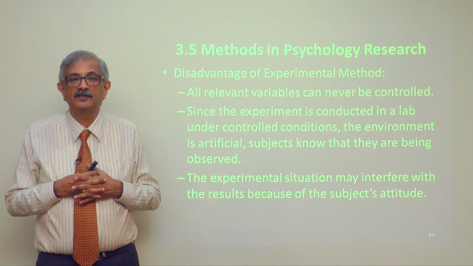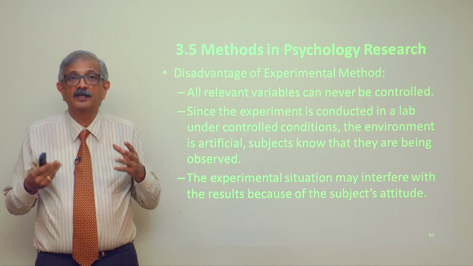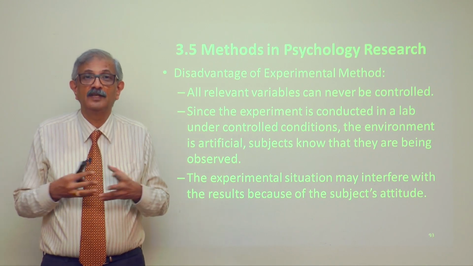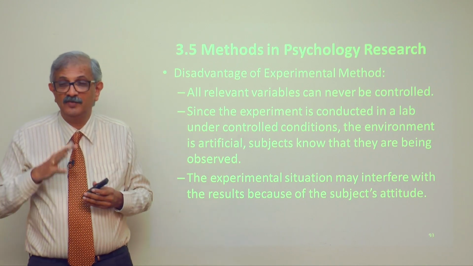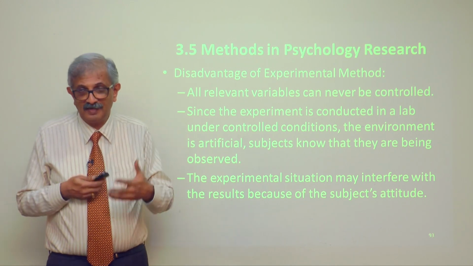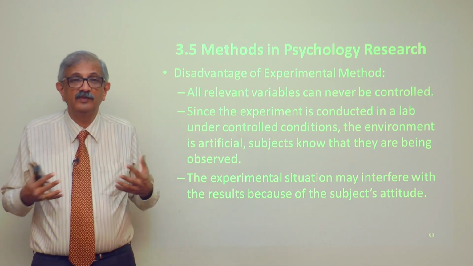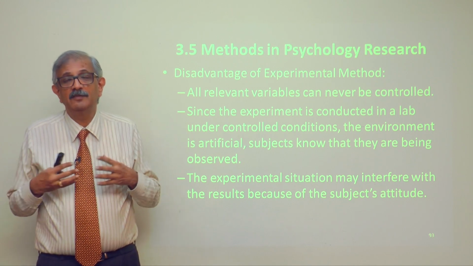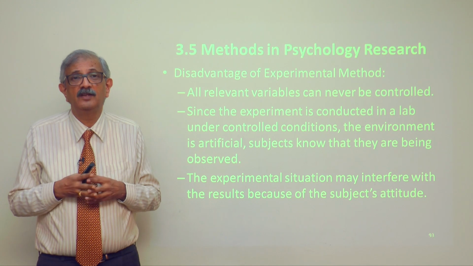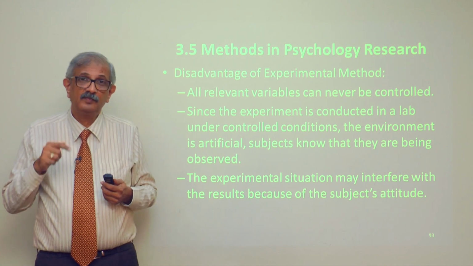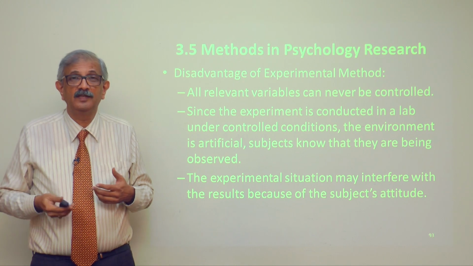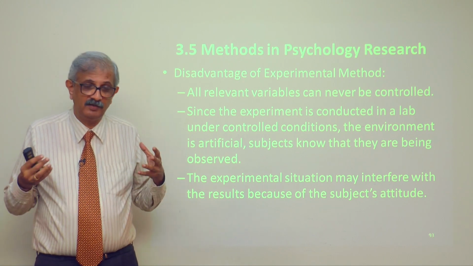Since the experiment is conducted in a lab under controlled conditions, the environment is artificial. The subject knows that they are being observed. The subject is very well aware it's an artificial environment. He's under observation, so all his acts are going to be affected. He may himself get into bias. The experimental situation may interfere with the result because the attitude of the subject can start playing. He will start bringing in his attitude rather than being independent.